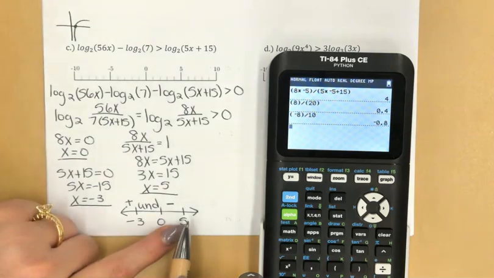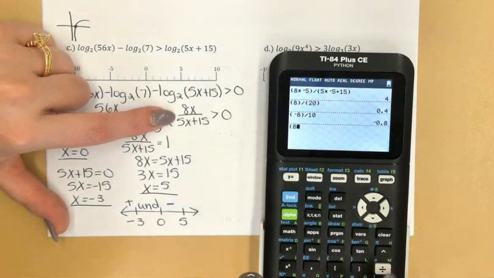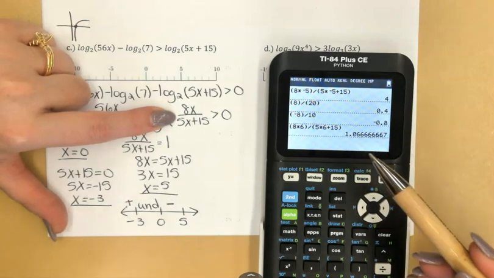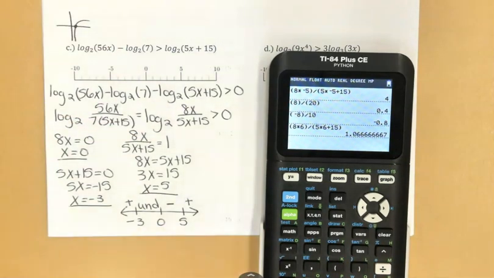The last thing I'm going to look at is values bigger than 5, like say 6. So that would be 8 times 6 divided by 5 times 6 plus 15. Again, that is a positive number and it's greater than 1. So that tells me my y outputs are going to be positive.